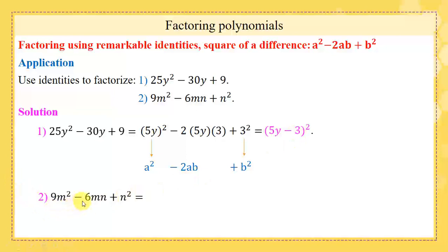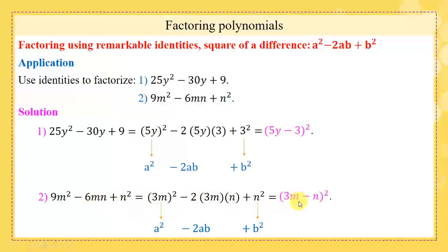9m squared minus 6mn plus n squared. Similarly, 9m squared represents a squared, so a equals 3m. N squared represents b squared, so b equals n. 2ab is 2 times 3m times n, which is 6mn. So we apply the remarkable identity number 2: 3m minus n squared.